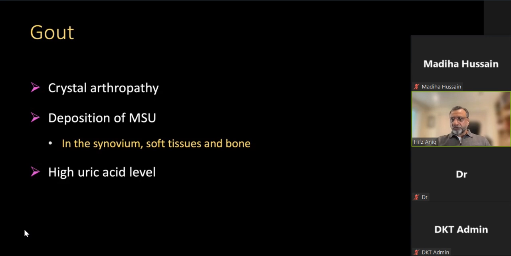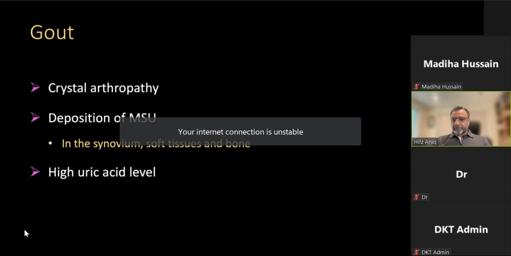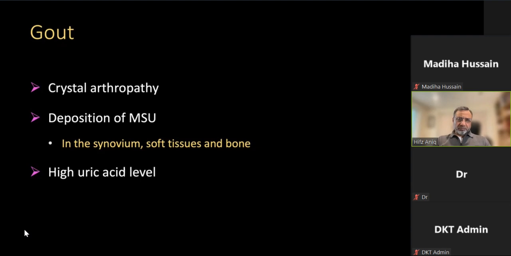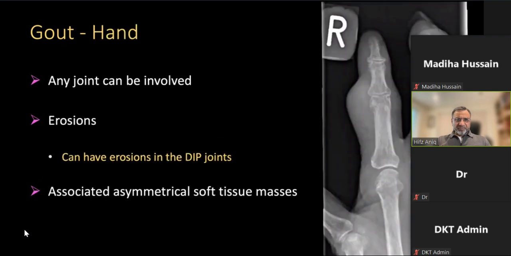In the soft tissues, and they can also erode or extend into the bone. And these patients typically have high uric acid levels. So that is the basic thing you can see. But this is the baseline of it.